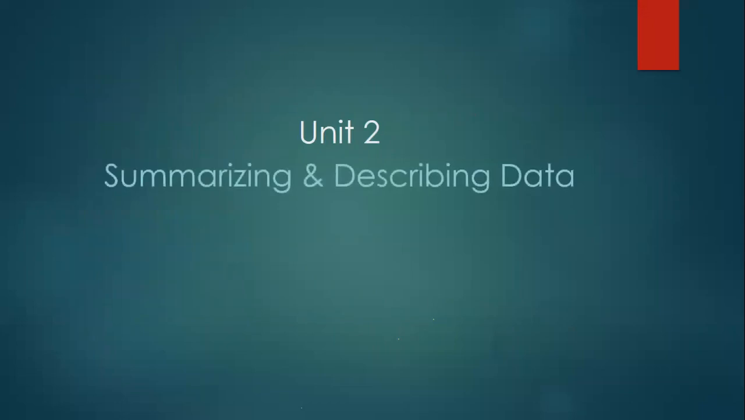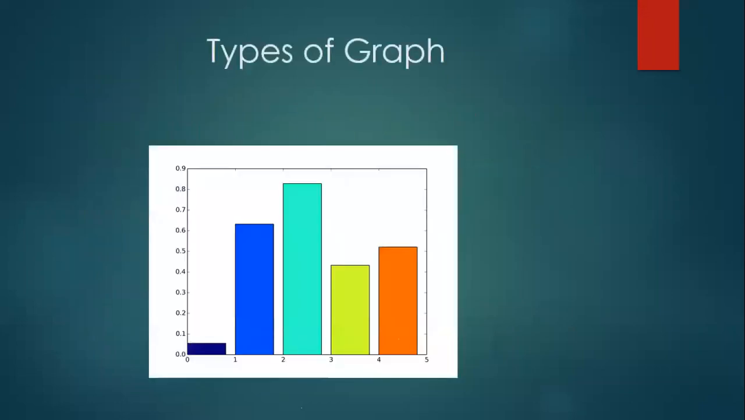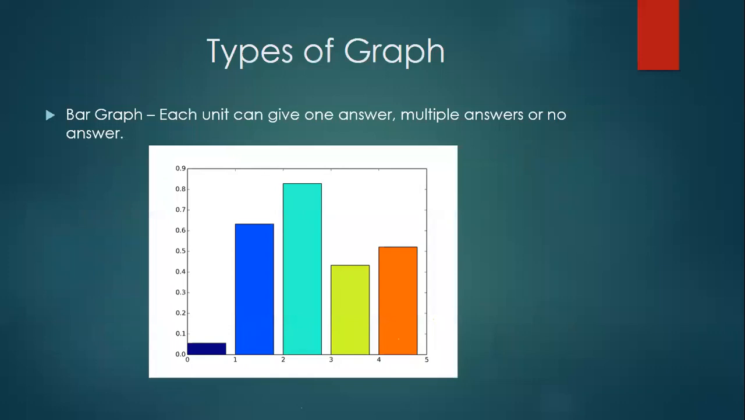All right, let's look at Unit 2 now, summarizing and describing data. So we're looking at types of graphs. The first one we're looking at is a bar graph.